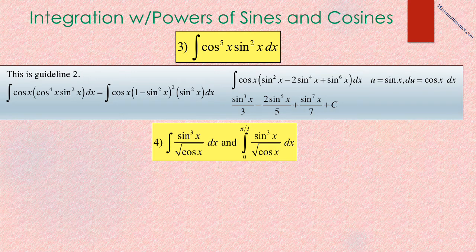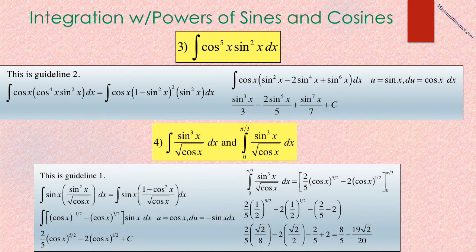Expanding this, we get the integral of cosine of x times sine squared of x minus 2 sine to the fourth of x plus sine to the sixth of x dx. It looks difficult, but this is a typical u substitution with u equaling sine of x and du equaling cosine of x dx. So we integrate each piece and get sine cubed of x over 3 minus 2 sine to the fifth of x over 5 plus sine to the seventh of x over 7 plus c.